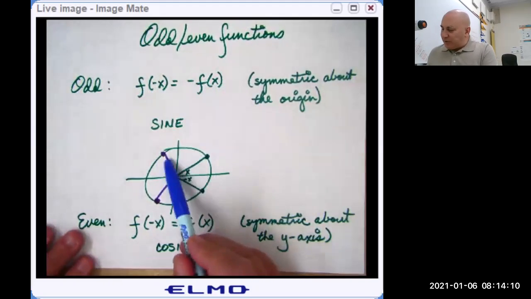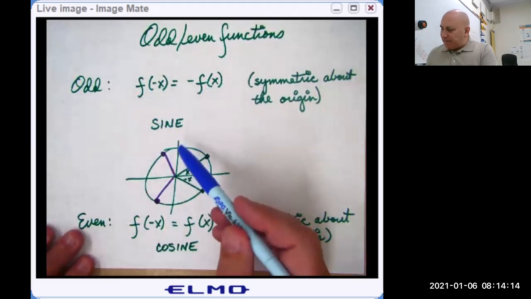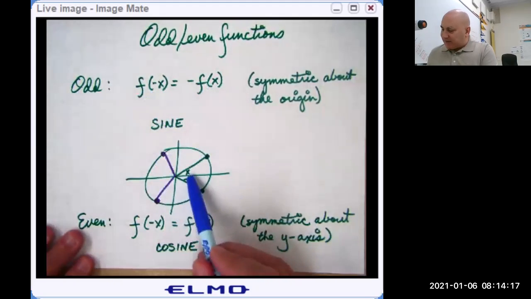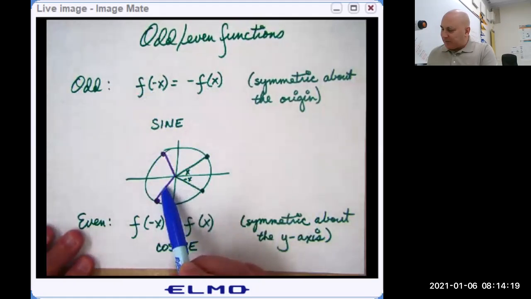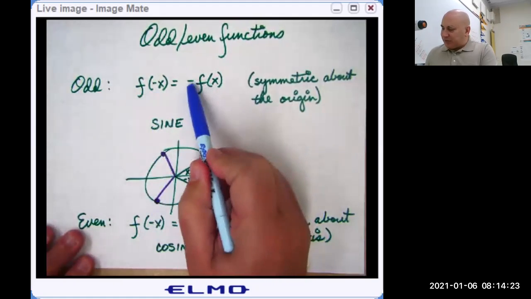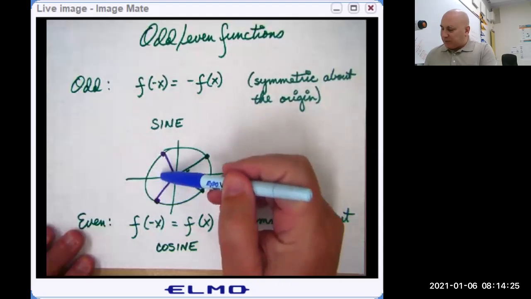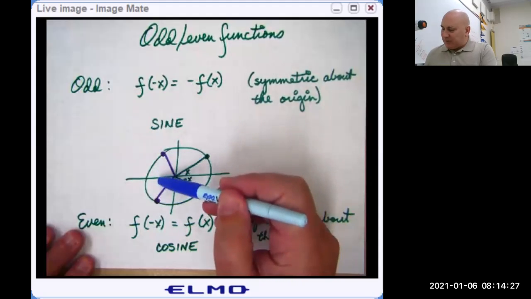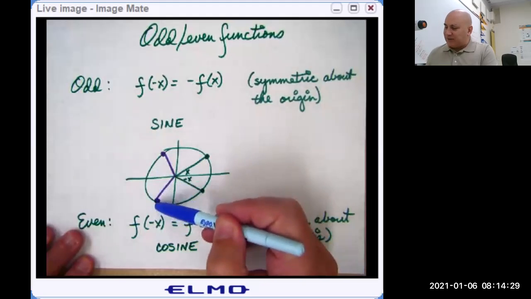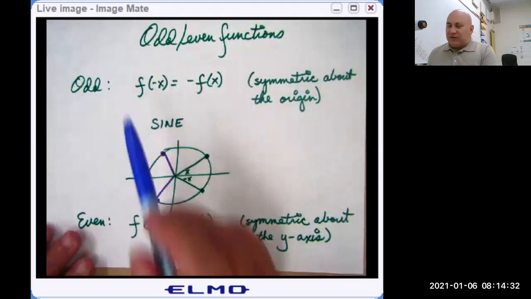And then if you go over here to the purple angle, if this is x and this is negative x down here, the sine of negative x is this value. That's equal to the negative of the sine of x. So this would be the sine of x. This would be the negative sine of x. So sine function is odd.